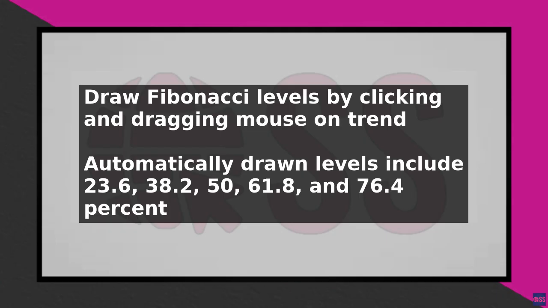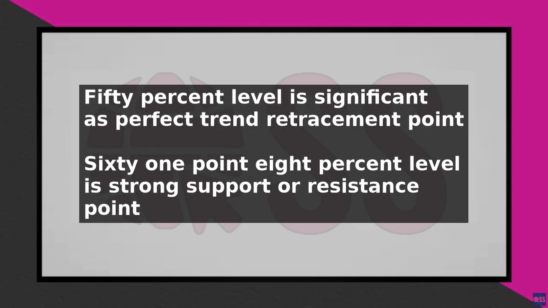The 50% level is often considered the most significant level, as it represents a perfect retracement of the trend. The 61.8% level is also important, as it is considered a golden ratio and often acts as a strong support or resistance level. To customize your Fibonacci levels, click on the settings icon next to the Fibonacci retracement tool.